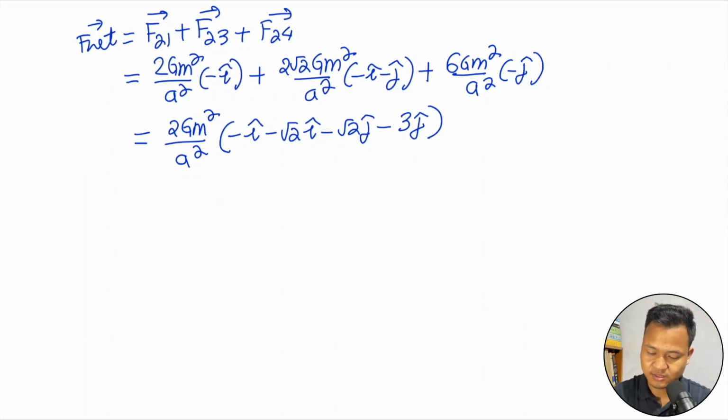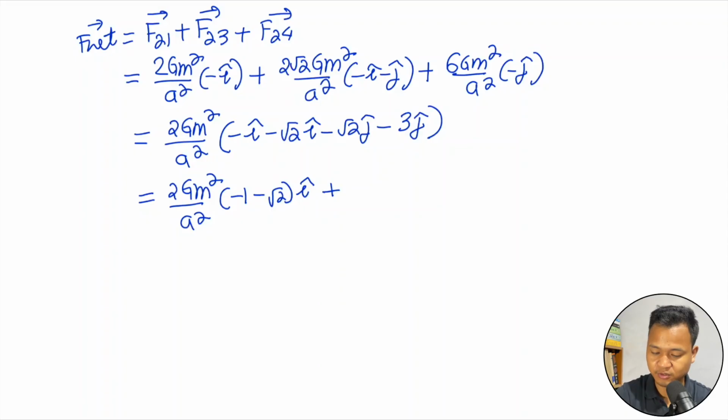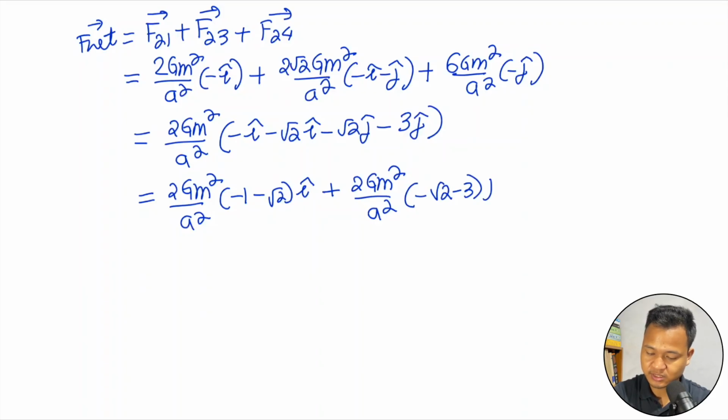2 3 are 6. So taking out 2 into zm square by a square, for I we get minus I minus 1 plus minus 1 minus root 2 I. Okay. Now in the plus part, we take I and z. So you will have here 2 zm square divided by a square. I will have z part minus root 2 minus 3z. Okay. So this is the net force.